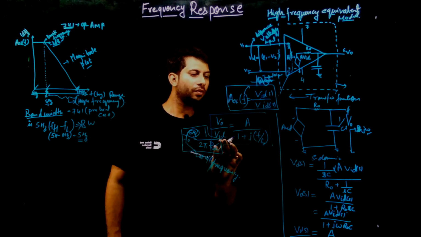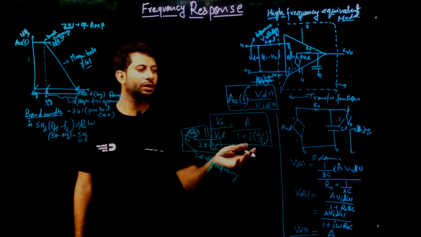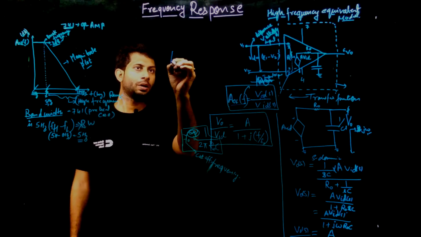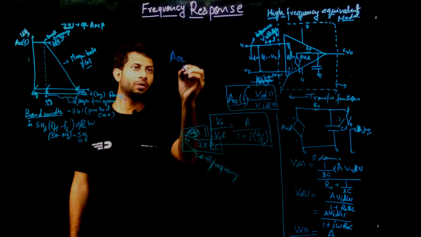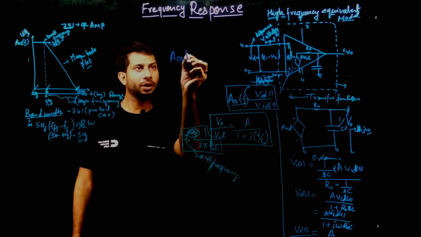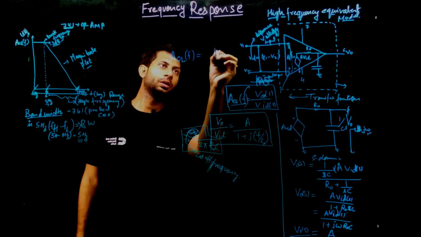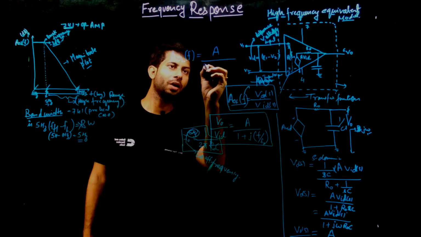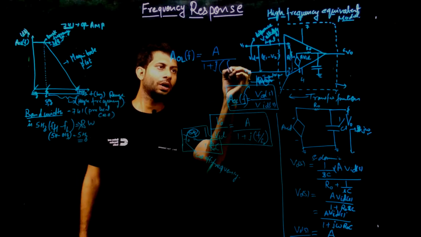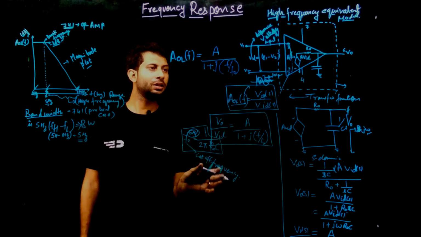Here, what is this? This is V0 divided by VID, which is A OL, open loop gain. A is for gain. Open loop gain is now a function of what? A divided by 1 plus j F upon F0. This F0 is the cutoff frequency.